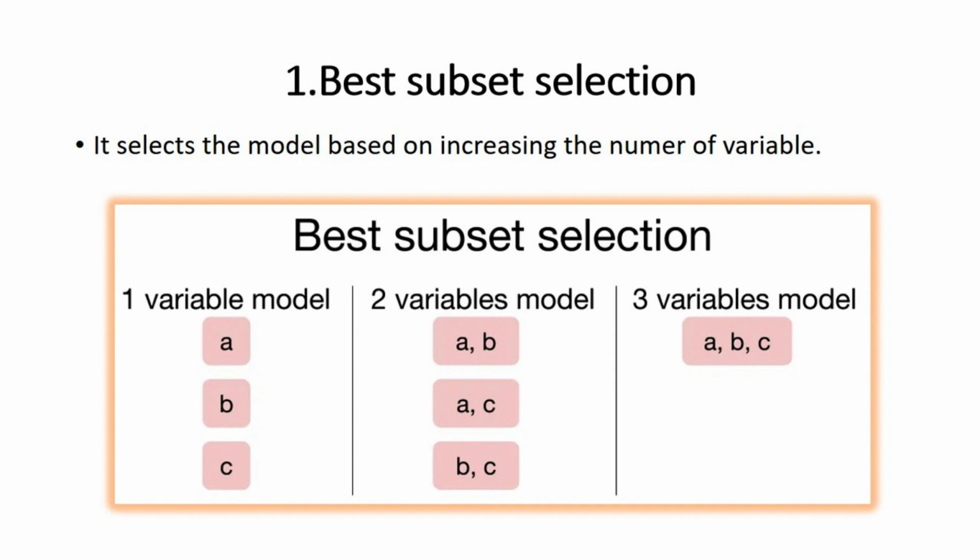For example, when there are A, B, and C variables, best subset selection will evaluate A, B, C for a one-variable model, AB, AC, BC for two variables model, and ABC for three variables model to identify the best model.